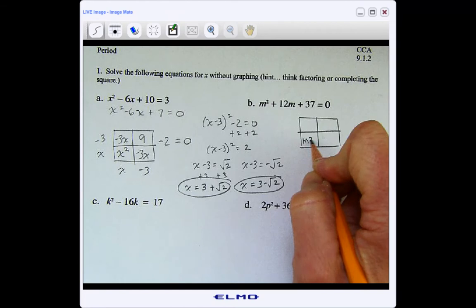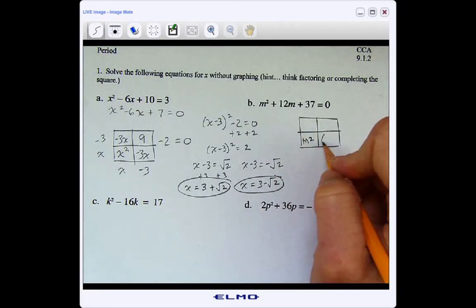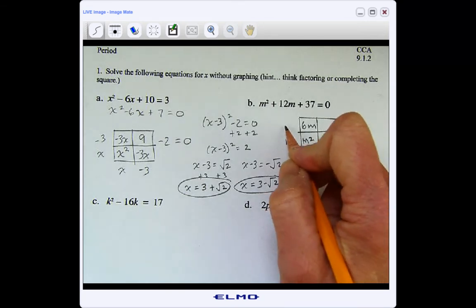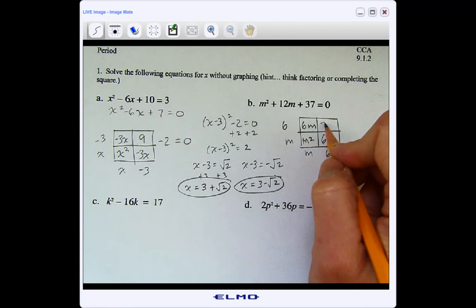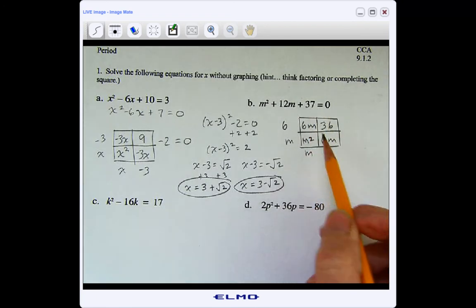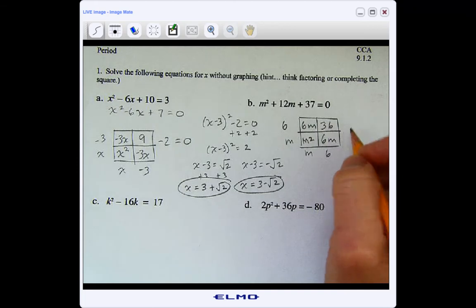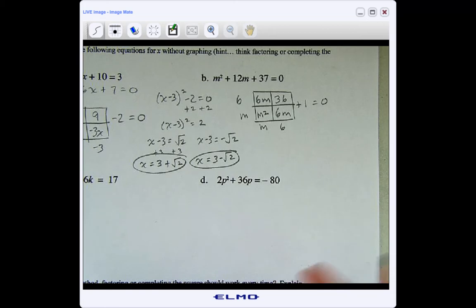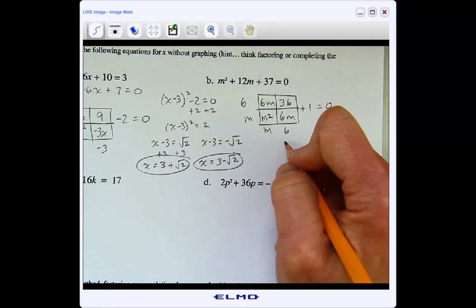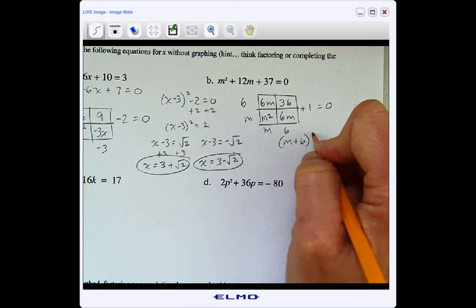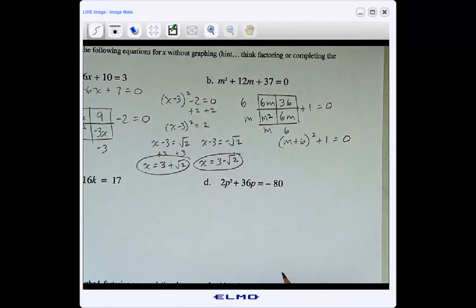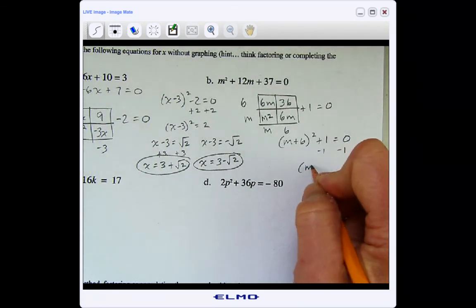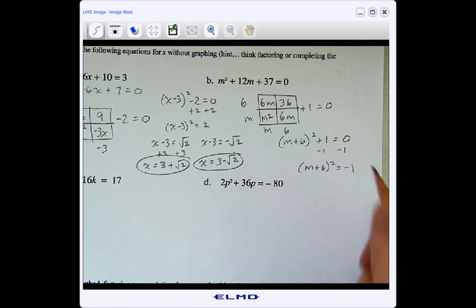M squared here. I'm going to split my 12m and make it 6m, 6m. So I've got m, 6, m, 6. 6 times 6 is 36. This is 37, so if I put 36 tiles in here, I'd have an extra 1, so I'm going to say plus 1 equals 0. So then in kind of vertex form, I've got the equation m plus 6 squared plus 1 equals 0. I'm going to try and solve from here. I'm going to subtract 1 from both sides, so I get m plus 6 squared equals negative 1.